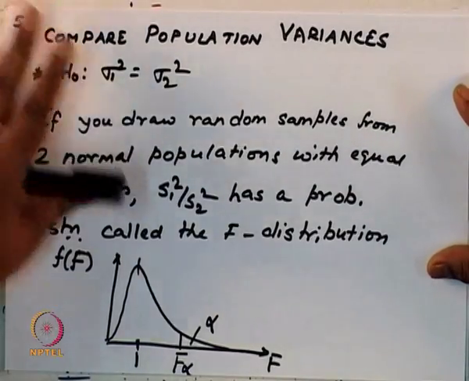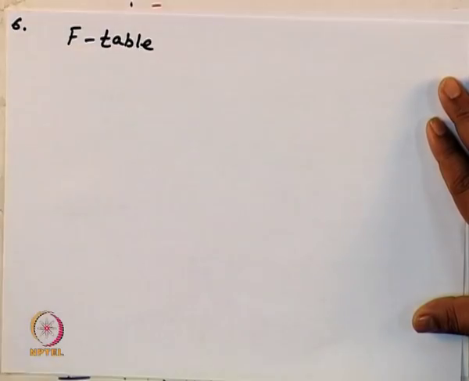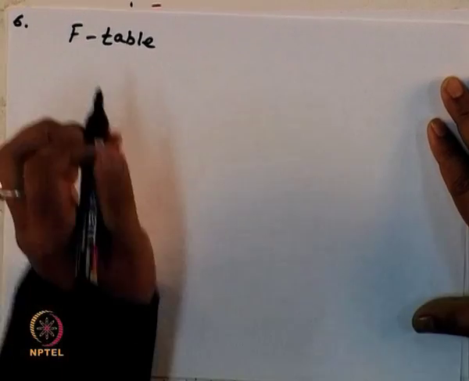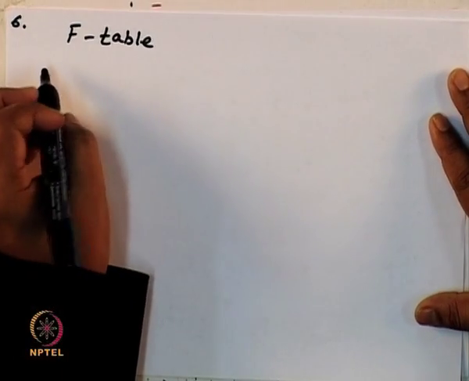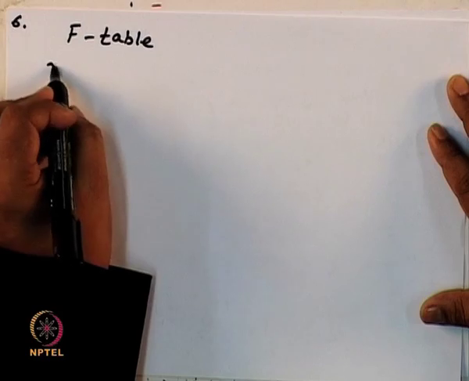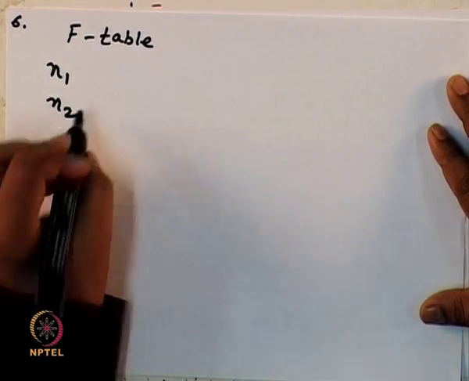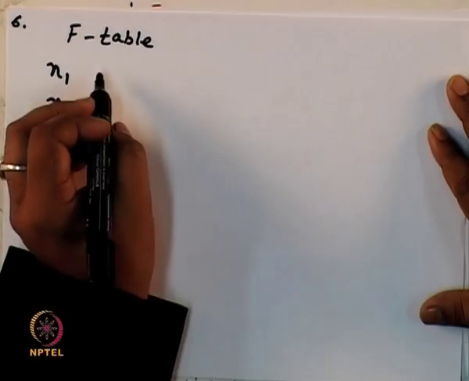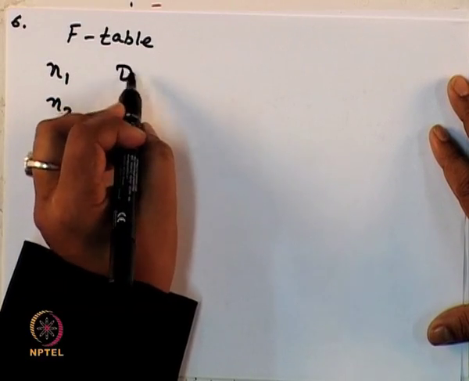So, how does an F table look? In an F table, you have two metrics. You have drawn samples with sample sizes of n1 and n2, so you have 2 degrees of freedom.